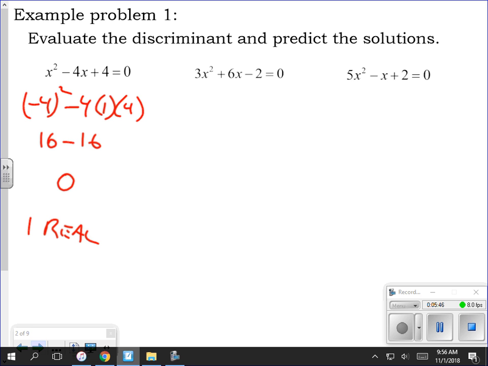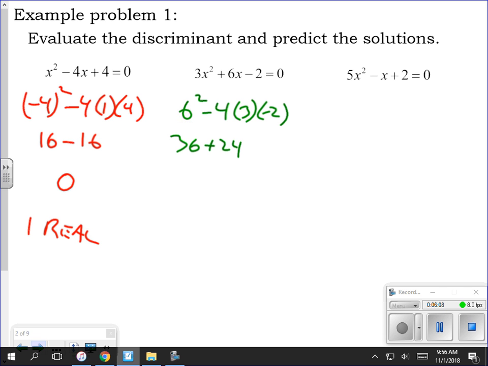Same thing on the next one. So it's b squared, so it's 6 squared minus 4 times 3 times negative 2. 6 squared is 36. 4 times 3 is 12. 12 times 2 is 24. And then negative and negative, that means it's plus 24. Watch your negatives and positives.